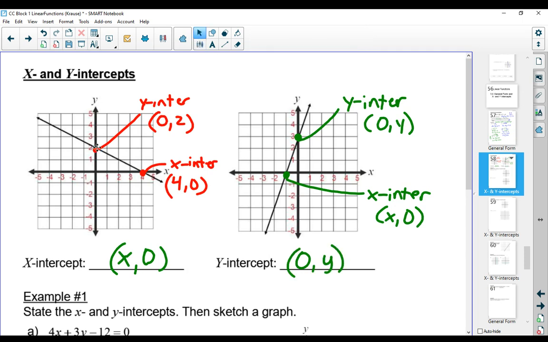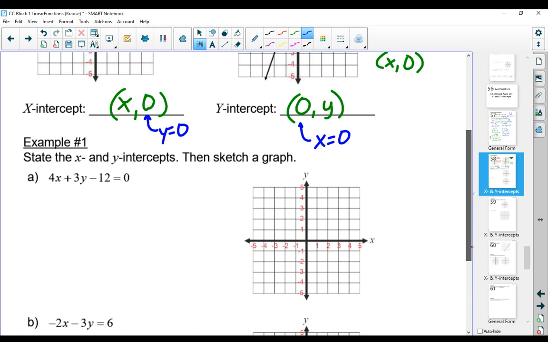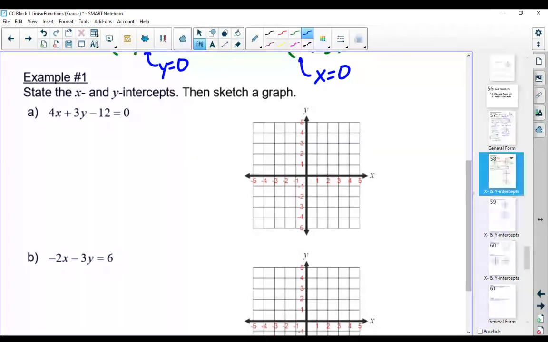What's important for you to note is that when we're looking at an x-intercept, y equals 0. When we're looking at a y-intercept, x equals 0. And it's that property that we're going to use for the rest of these questions. So we're going to look at a series of examples. Each example asks us to state the x and y-intercept and then sketch the graph. We are not going to rearrange the equation. We can rearrange the equation to find our y-intercept, but we're going to do it with the equation as is.